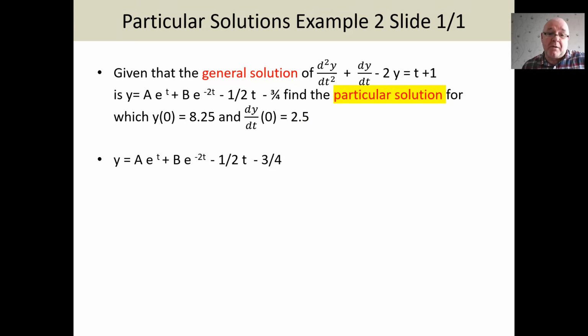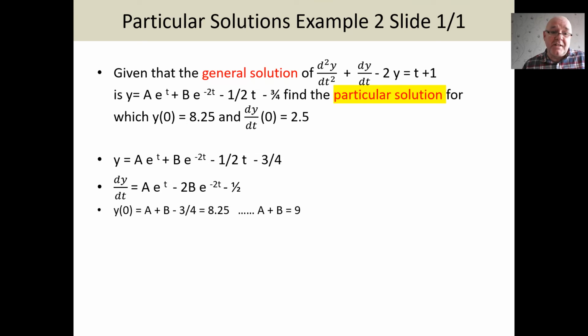Okay, so let's work out how to do it. So first of all, we'll start with y and dy by dt. So you just differentiate y to get dy by dt. So if you put y0 in, you get a e to the 0 plus b e to the negative 0 minus a half times 0 minus 3/4, and that works out to be a plus b minus 3/4. And we're given that that's 8.25. That's what that bit says. So if you take the negative 3/4 over to this side, you get a plus b is 9.